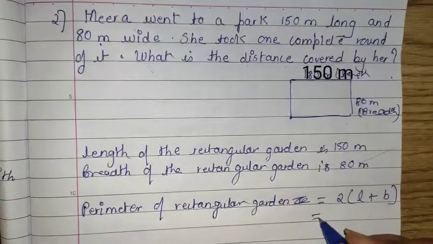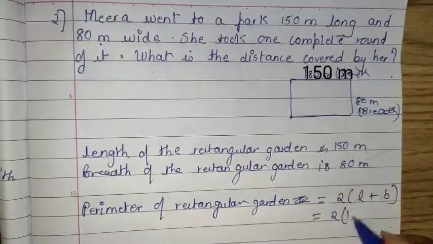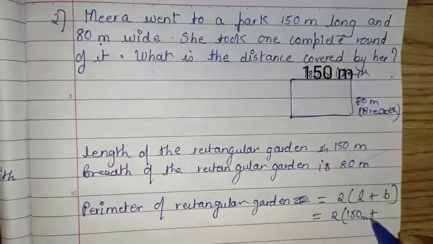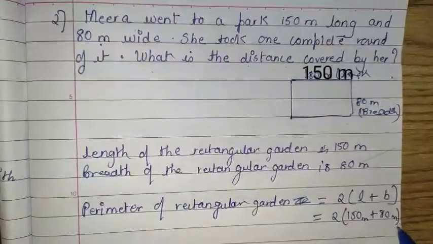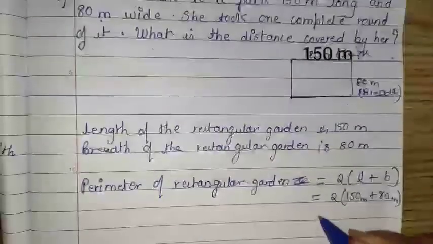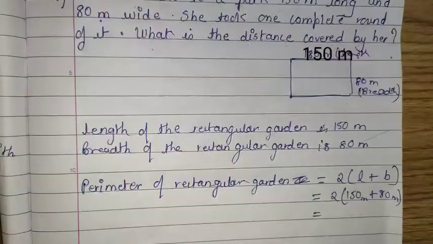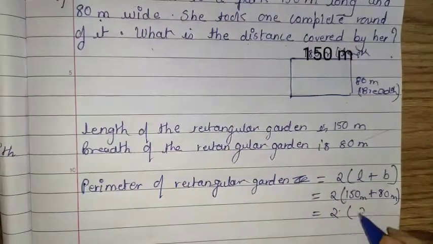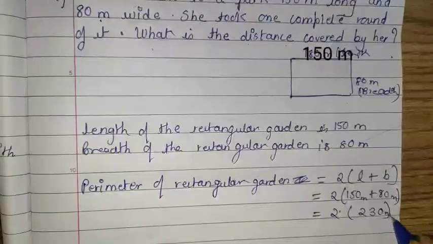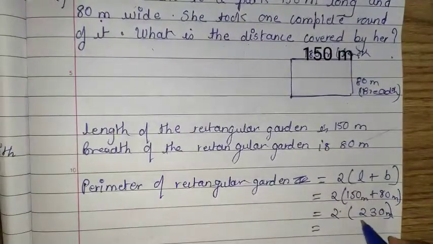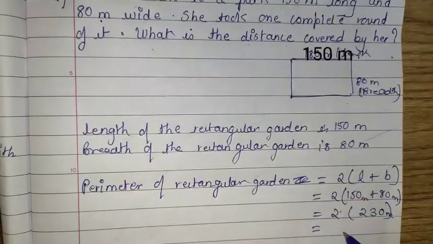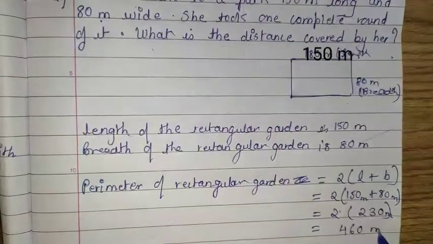So let's substitute the values. We have length here 150 meter and breadth 80 meter. So after adding the length and breadth, we get 230 meters. After multiplying 2 with 230, we get 460 meter.